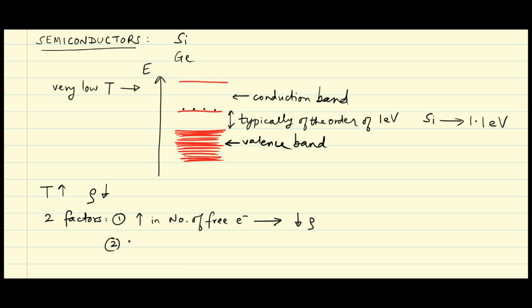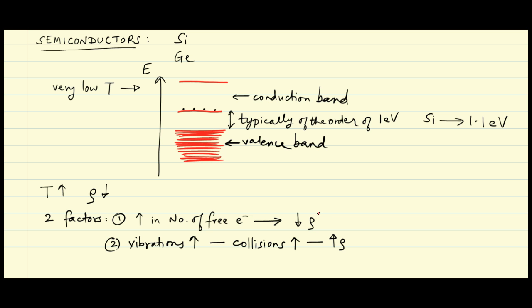As the temperature rises, the vibrations of the ions in the crystal lattice increase, and this means that the number of collisions between the free electrons and the vibrating lattice ions also increases. So this makes it more difficult for the free electrons to get across the semiconductor, which basically means that the resistivity increases because of this factor.